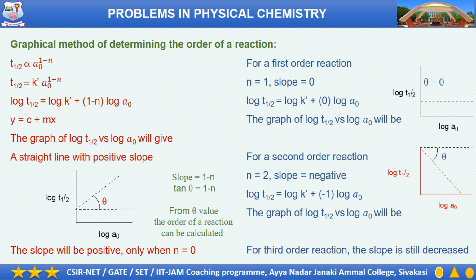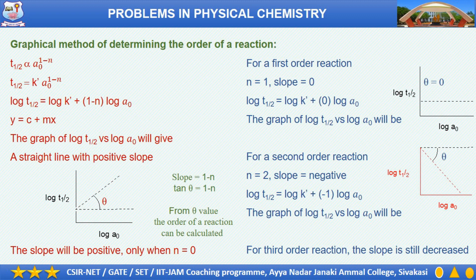For which reaction is the slope positive? The slope is 1 minus n. When can the slope be positive? For n equal to 0, m is equal to 1, then only m is positive. This is applicable for a zero order reaction. For n is equal to 1, m is equal to 0, so the y value remains constant. Therefore, the log of T half versus x remains a constant.